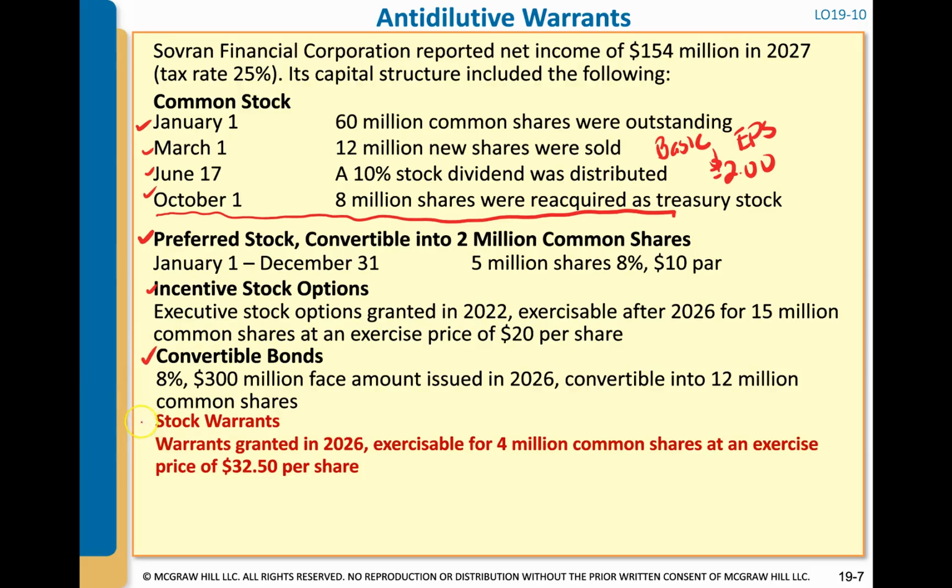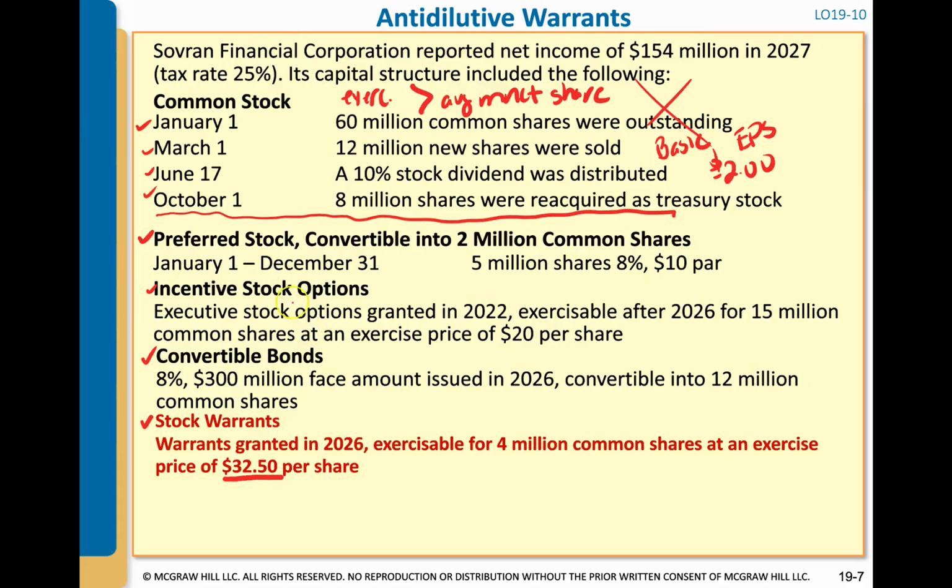Now we're going to include the stock warrants, the one that's in the red font, warrants granted in 2026, exercisable for 4 million common shares at an exercise price of $32.50. Well, we said if our exercise price is higher than the average market share price, then we already know that it's going to make our diluted earnings per share go up, and therefore we just don't include it.